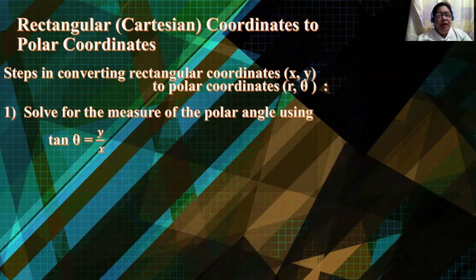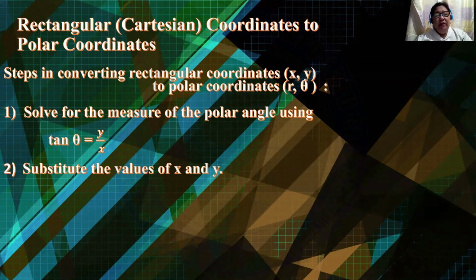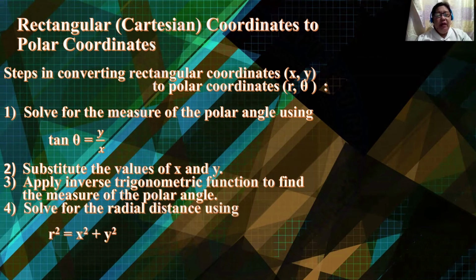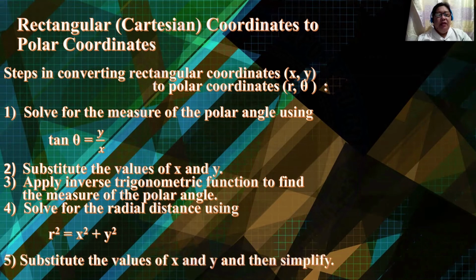Next, let us have rectangular coordinates to polar coordinates. The steps are: solve for the measure of the polar angle using tangent theta is equal to y over x. Then substitute the values of x and y. Then apply inverse trigonometric function to find the measure of the polar angle. And solve for the radial distance using r squared equals x squared plus y squared. Then substitute the values of x and y and then simplify.